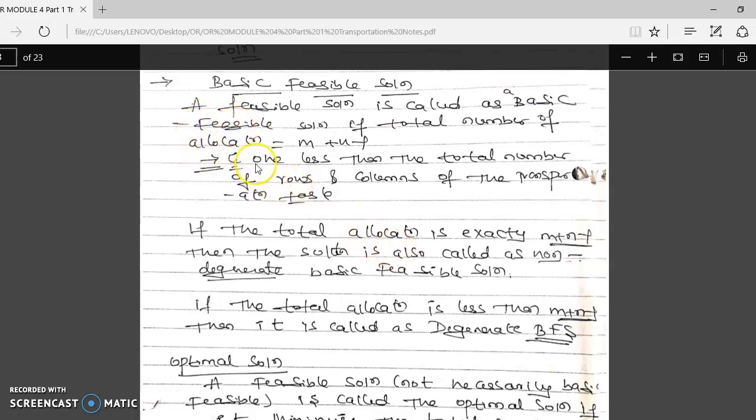If allocation is equal to m plus n minus 1, it is non-degenerate. If allocation is less than m plus n minus 1, it is degenerate. If it is equal, then non-degenerate. If it is less than, then it is degenerate.